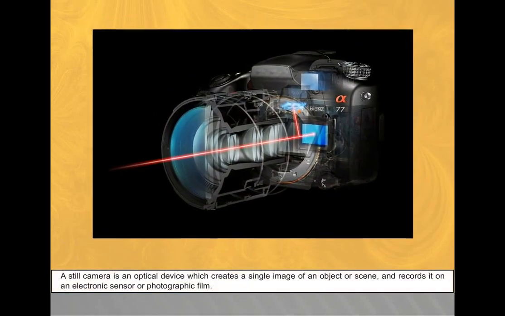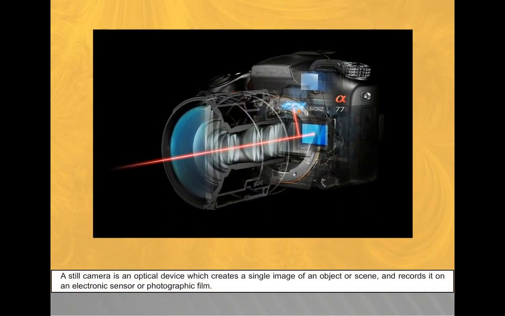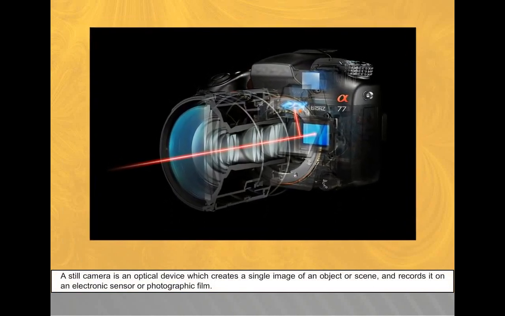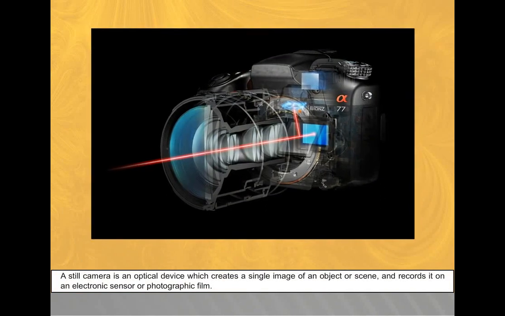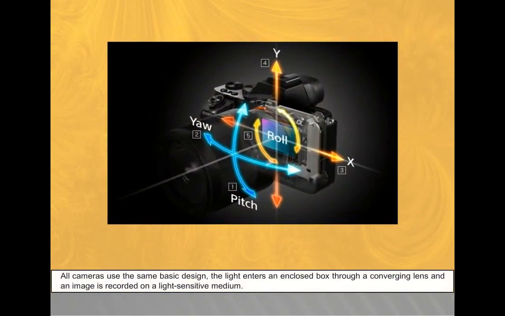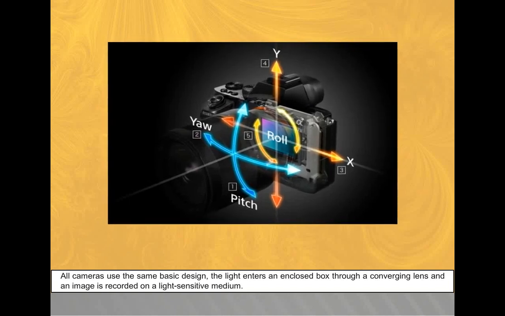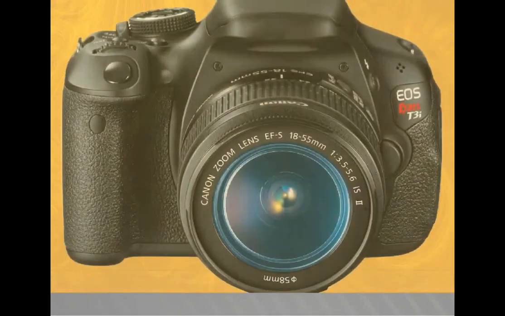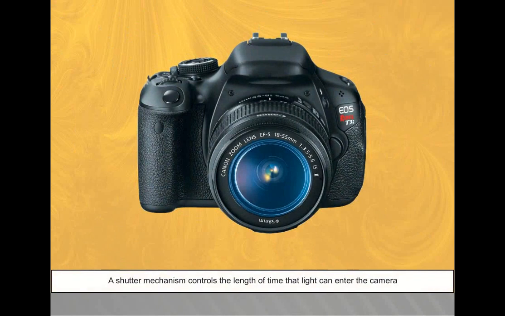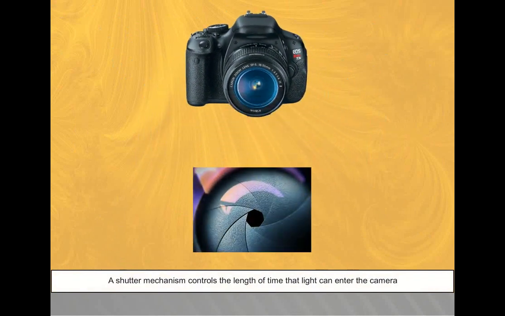A still camera is an optical device which creates a single image of an object or scene and records it on an electronic sensor or photographic film. All cameras use the same basic design. The light enters an enclosed box through a converging lens, and an image is recorded on a light-sensitive medium. A shutter mechanism controls the length of time that light can enter the camera.